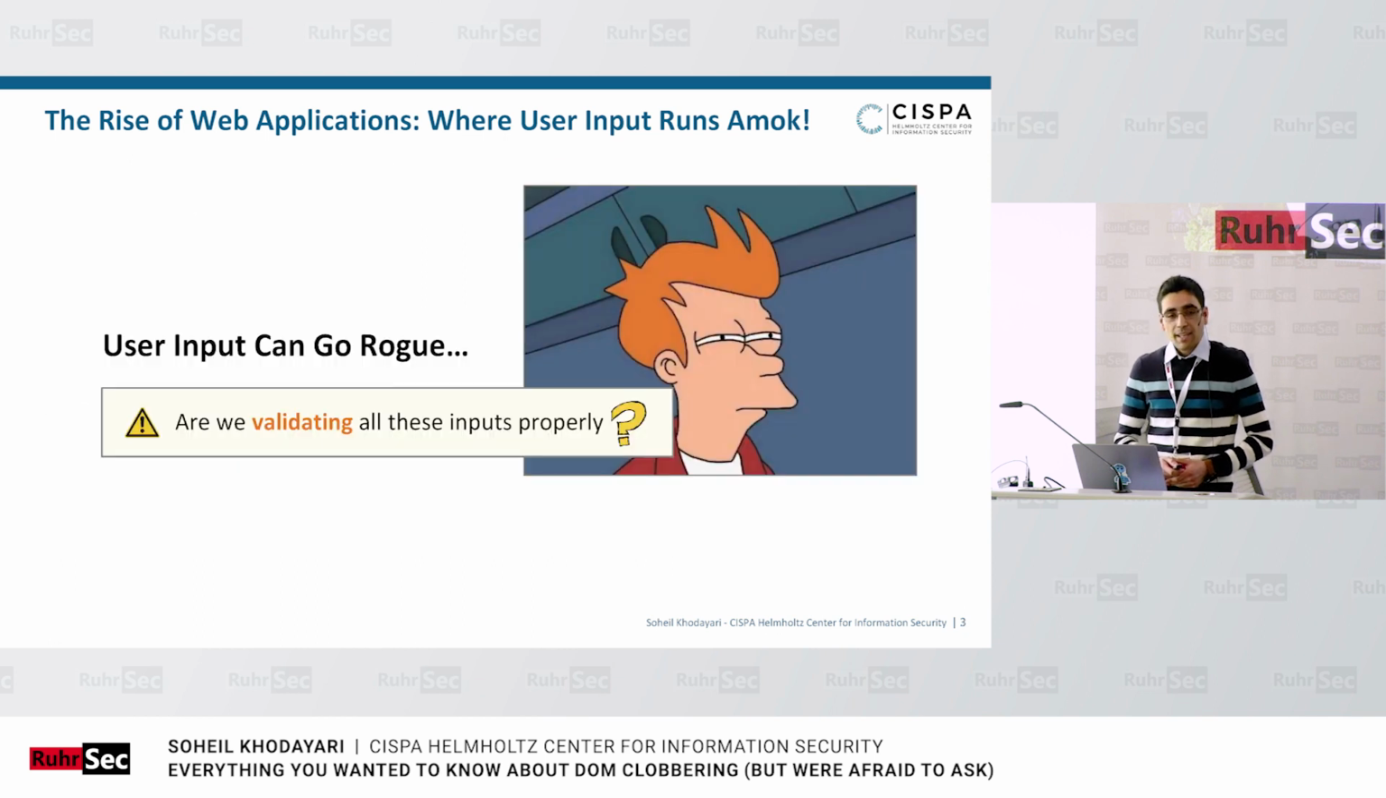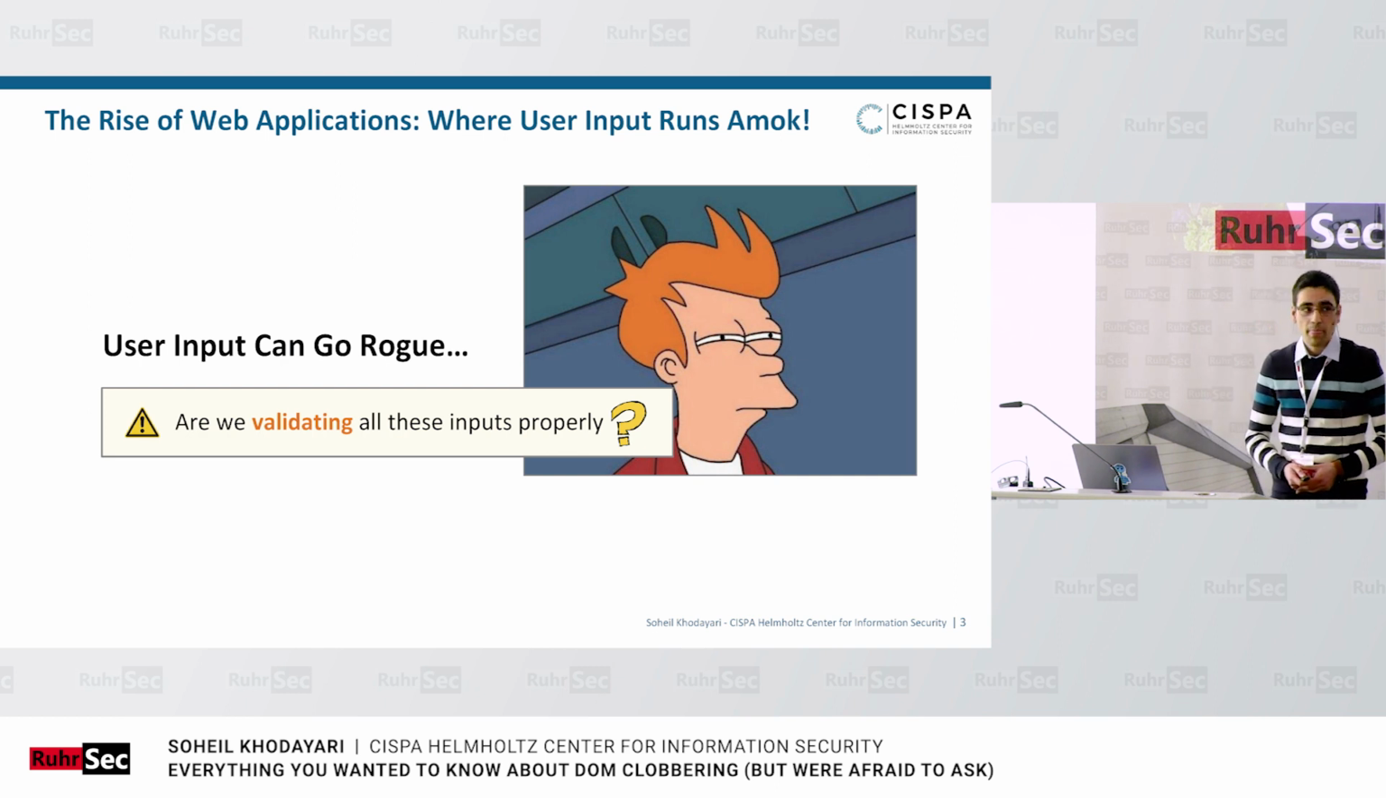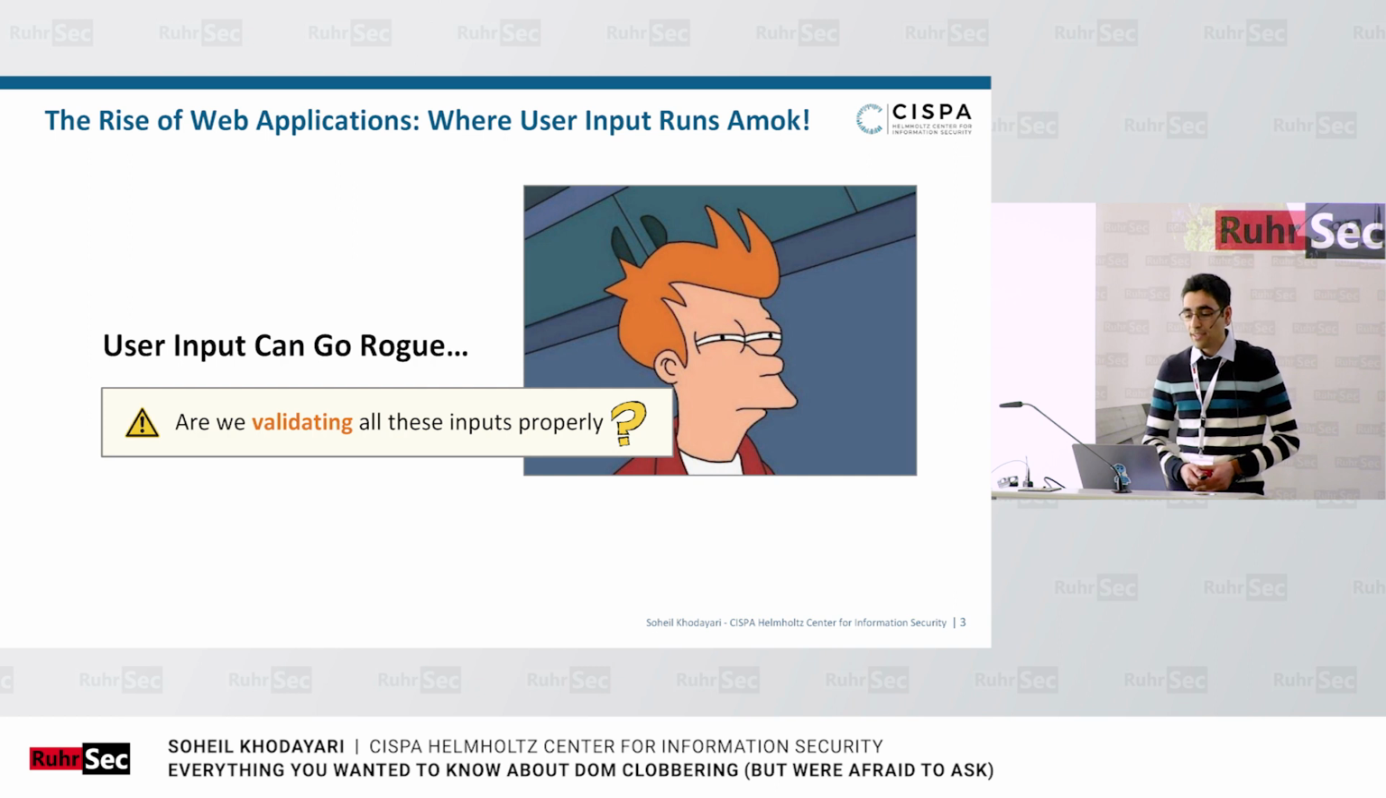And of course, user input can go rogue. Since the early days of the web, developers have been trying to tame this wild west of user input. So the question is, are we validating all these inputs properly? And what could possibly go wrong if we fail to do so?